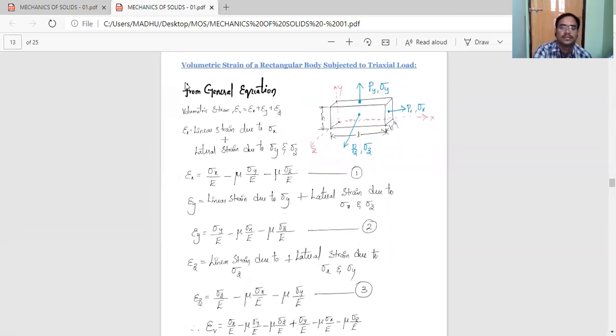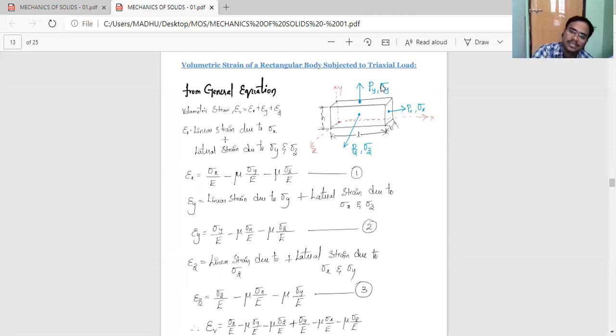Similarly, we have the volumetric strain of a rectangular body subjected to a triaxial load. Triaxial load means we have Px, Py, Pz, on all the surfaces, that is, the x direction, y direction and z direction are all subjected to loads. In the x direction you have Px, in the y direction Py, in the z direction Pz. Because of these direct forces, these normal forces, the stresses induced are sigma x, sigma y, sigma z. They are normal and tensile stresses.